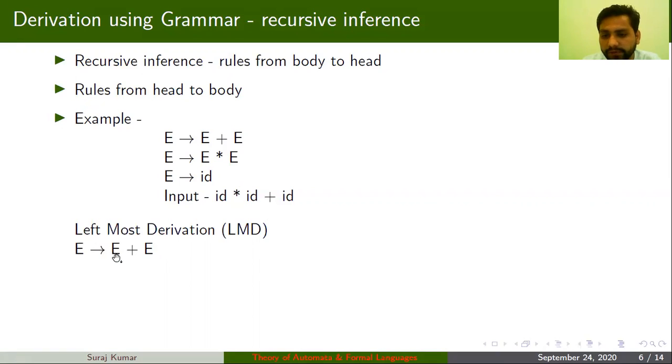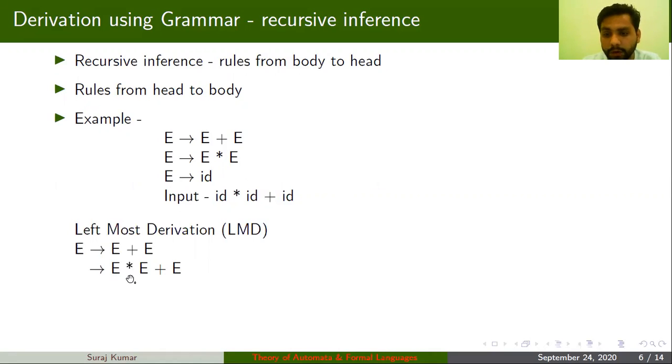we can replace the leftmost symbol from the body. This is a variable, this is also a variable, but the leftmost variable is this one. So you will first replace this E with the help of this production. Because your plus has been generated from E plus E, now you want to generate this star, so you can replace this E with E star E.